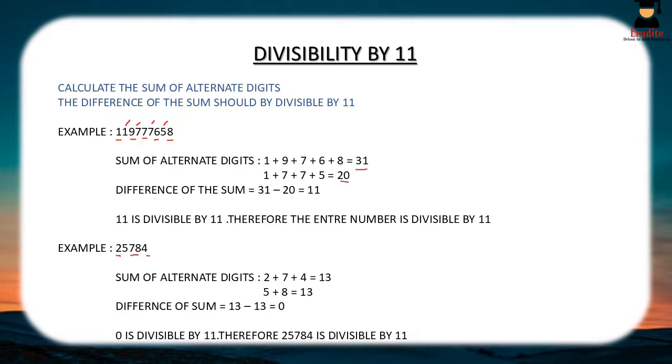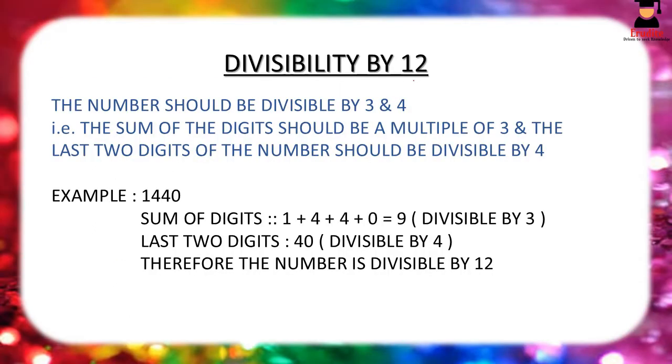Now because it is 0, you won't say that the number is not divisible by 11. 0 is divisible by any number. So I can say that 0 is divisible by 11. So my 25784 is also divisible by 11. So that is how the simple divisibility test of 11 works.